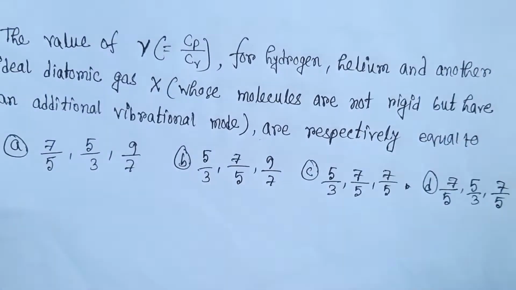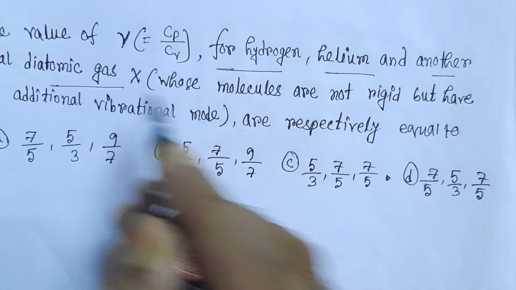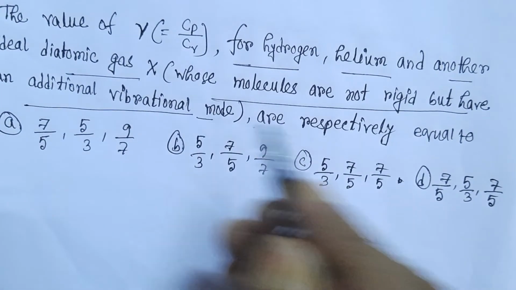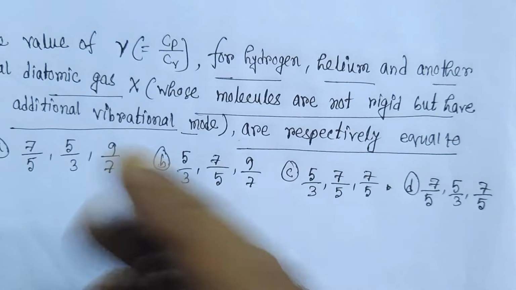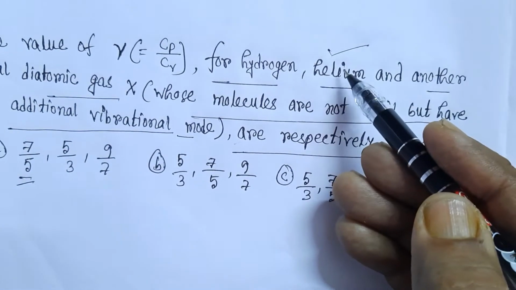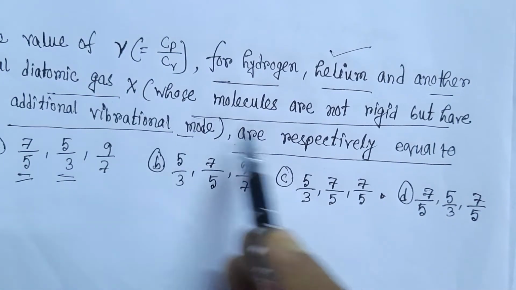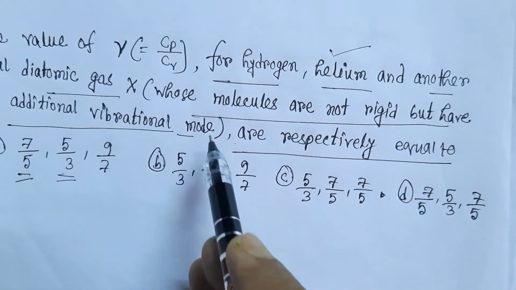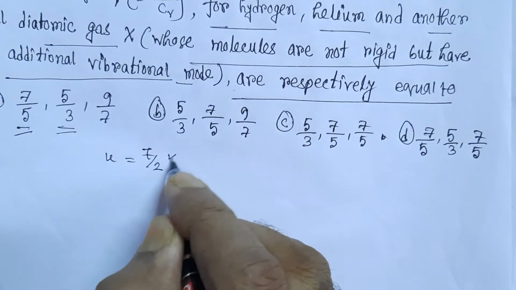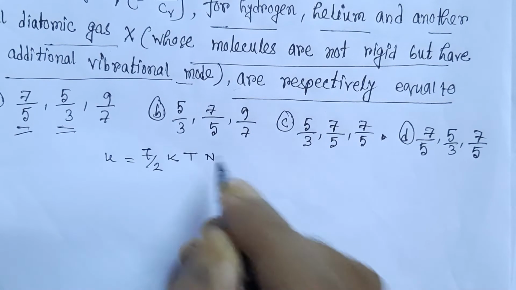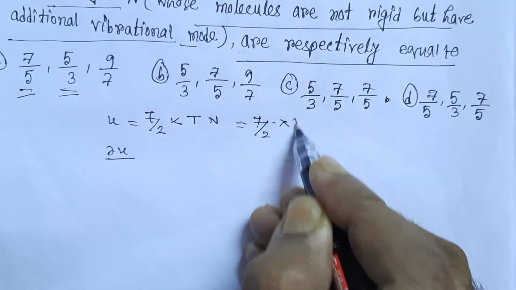Now let us see the question number 16. In the question number 16, the values of gamma for hydrogen, helium and another ideal diatomic gas whose molecules are not rigid but having an additional vibrational mode are respectively? Gamma for hydrogen: hydrogen is diatomic gas and its gamma is 7 by 5. Helium is a monatomic gas and its gamma is 5 by 3. Now we have to calculate gamma for another diatomic gas whose molecules are not rigid but have additional vibrational mode. And for this, its internal energy is U equals 7 by 2 into k into T into N.